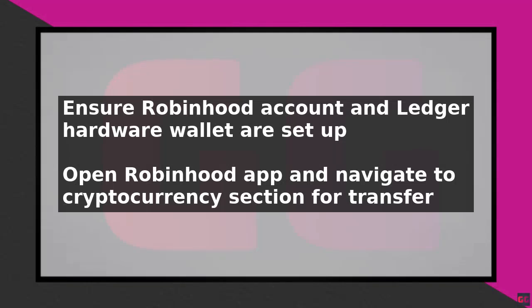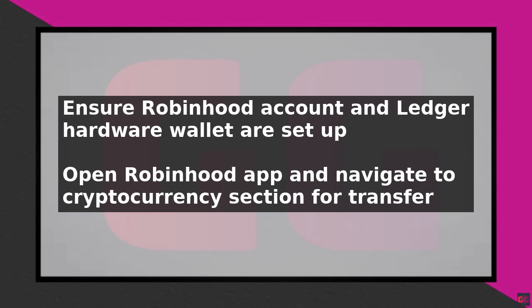To connect your ledger to Robinhood, start by ensuring you have a Robinhood account and a Ledger hardware wallet. Open the Robinhood app and navigate to the cryptocurrency section. Tap on the transfer option and select deposit. Choose the cryptocurrency you want to transfer, such as Bitcoin.